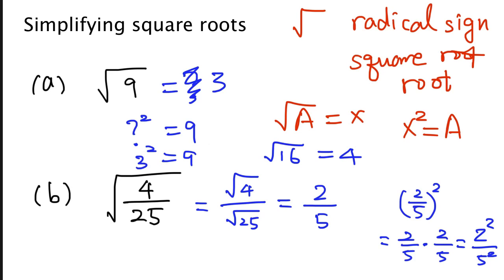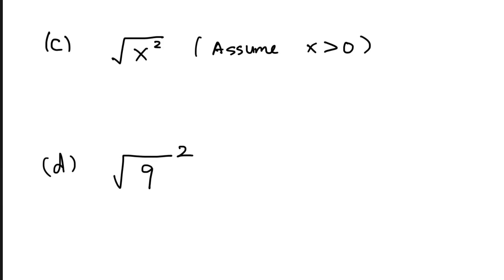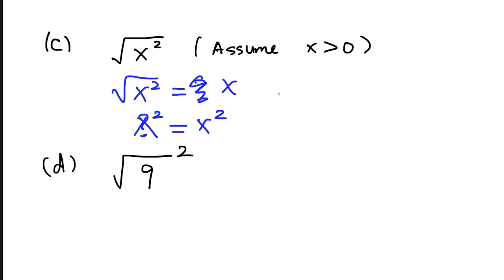Okay, let's look at the next example. Square root of x squared. So what is square root of x squared? We're going to assume x is a positive number for simplicity. What expression squared is x squared? Well, obviously x squared is x squared, so this is going to be x.